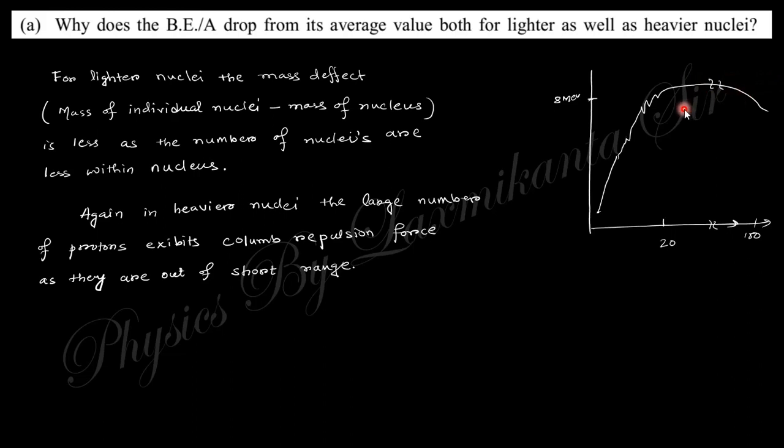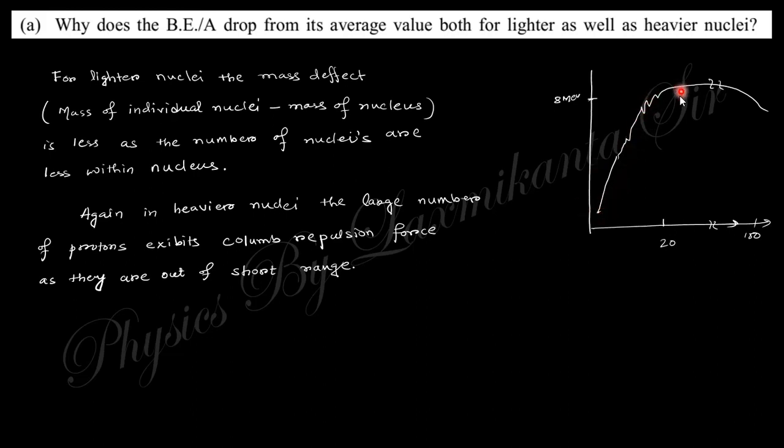And you know, if the binding energy of a nucleus is higher, then it is stable, because if the binding energy is high, then you require more energy to separate out the nucleons. So in this region the nuclei are more stable. This is not stable, and this is also not stable. So you need to know why these fall.